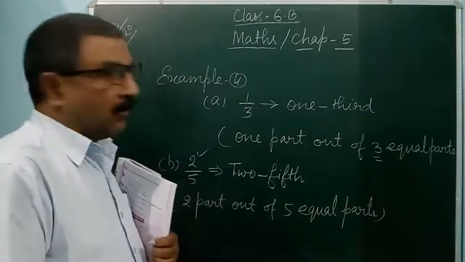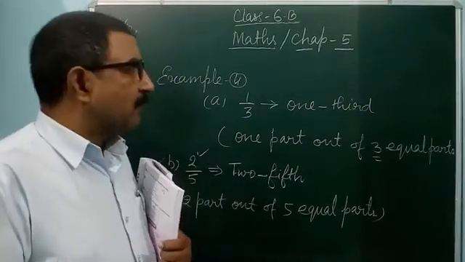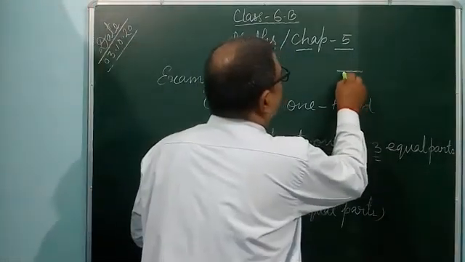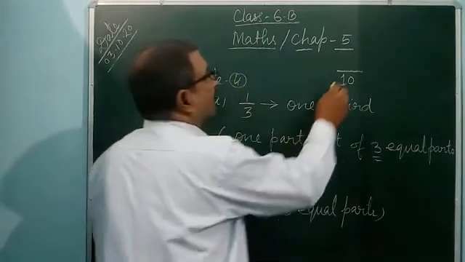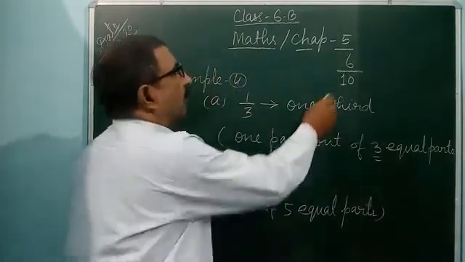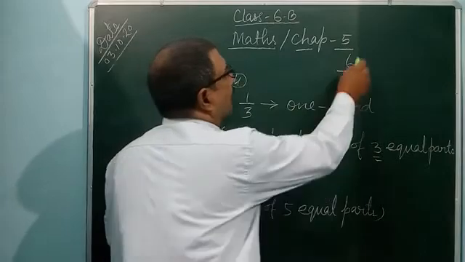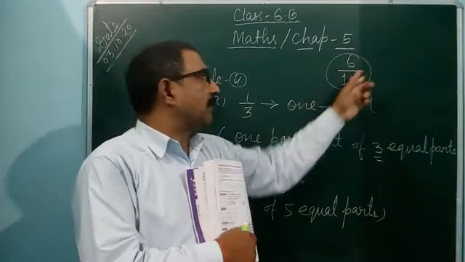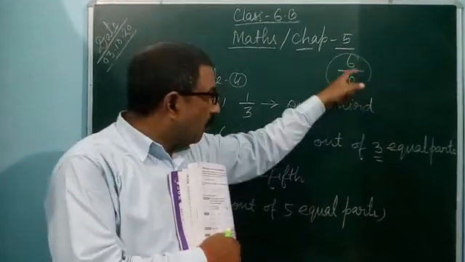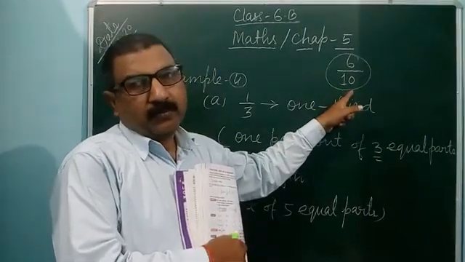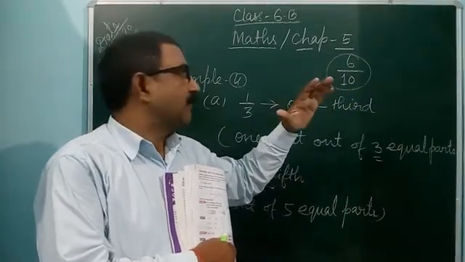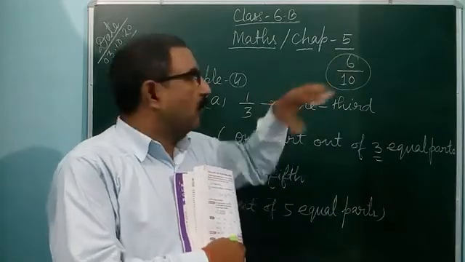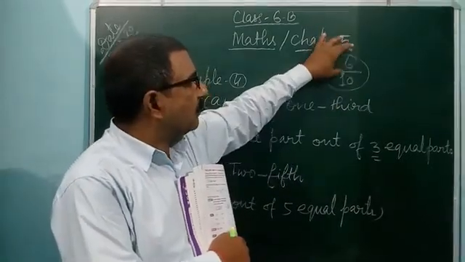Suppose in the test exam, out of 10, you get 6 marks. It means the fraction will be 6 by 10. 6 is the numerator and 10 is the denominator. The question paper has been divided into 10 parts as 10 marks. Out of 10 marks, you have got 6 marks, which means 6 by 10.